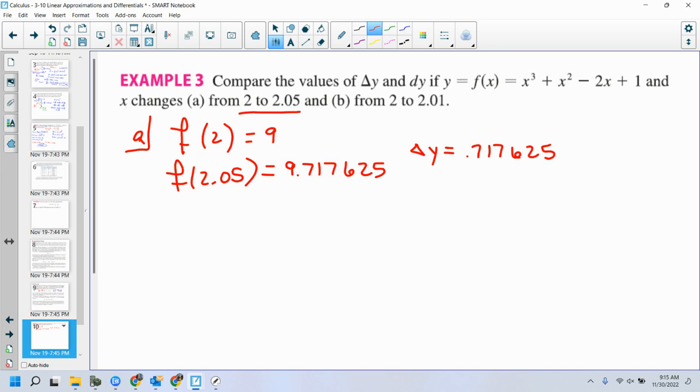Now I'm going to compare the actual delta y to the differential on y. When I calculate dy, it's f prime of x dx. Well, what is dx? What is the differential on x? From 2 to 2.05. So I'm going to calculate f prime of x times 0.05.